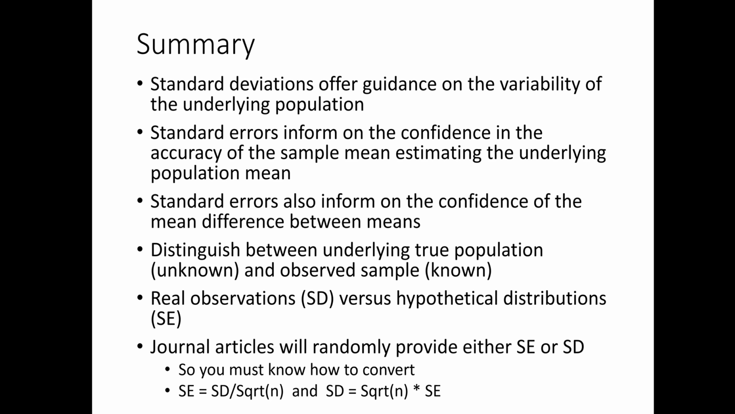We need to distinguish between the underlying true population mean, which we don't know, and the observed sample, which we do because we calculate it. Real observations of a sample are characterized by the standard deviation, versus hypothetical distributions, which is the SE, and that's an estimate. Journal articles will randomly provide either the SE or the SD, so you must know how to convert one to the other so you can see how confident you are that there's a real difference, and also calculate the effect size.